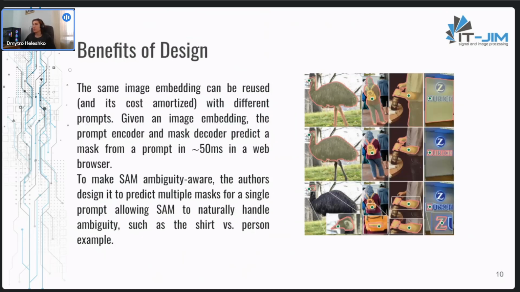The same image embedding can be reused, and its cost amortized with different prompts. Given an image embedding, the prompt encoder and mask decoder predict a mask from a prompt in about 50 milliseconds in a web browser. To make SAM ambiguity aware, the authors designed it to predict multiple masks for a single prompt, allowing SAM to naturally handle ambiguity, such as the shirt versus person example.